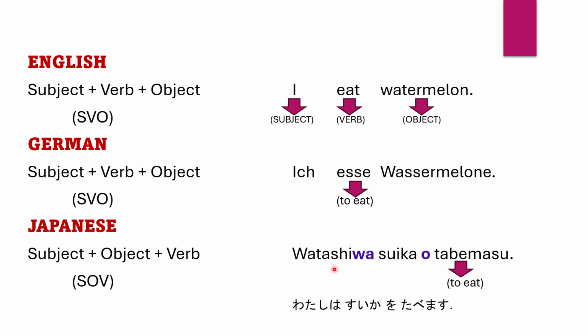So I hope you have understood the sentence patterns of all the three languages, English, German and Japanese. You can easily learn by this. English and German follow SVO, subject verb object, and Japanese follows SOV, subject object verb.